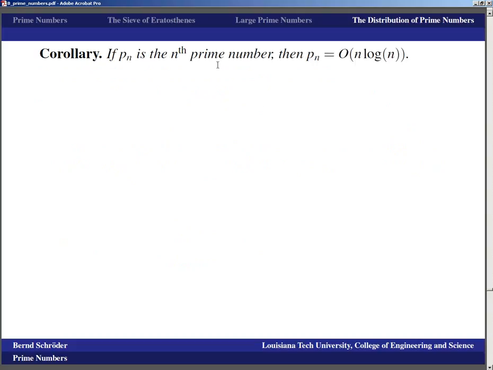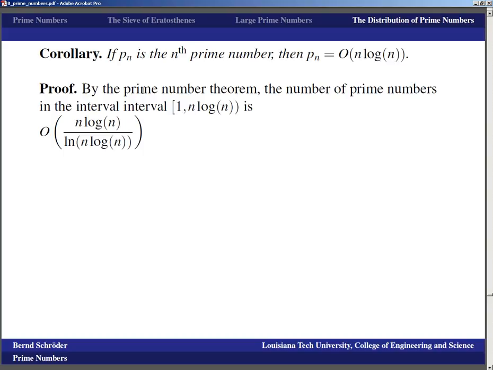And so if p_n is the nth prime number, then we know that p_n is of the order O of n log n. And how do you prove that? Well, by the prime number theorem, the number of prime numbers in the interval from 1 to n log n is O of n log n divided by ln of n log n. It's O of n log n divided by ln n plus ln log n, and now you realize that that is smaller than n log n divided by ln n, and that's a constant here. And so that's basically O of n.